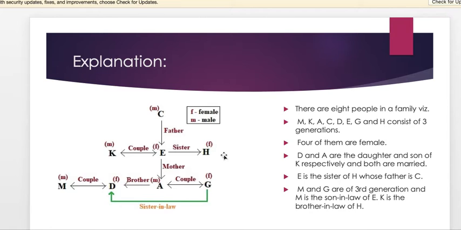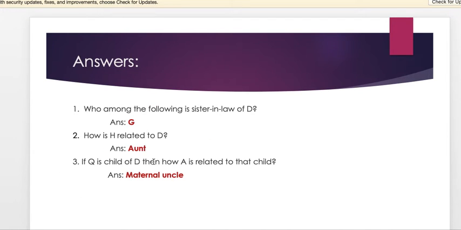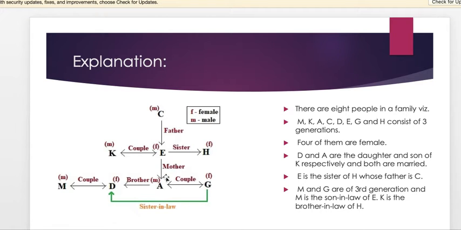Do you understand? Okay, now we'll go to the answers. Who among the following is the sister-in-law of D? The answer is G. D is here, and D's sister-in-law is G. Sister-in-law means brother's wife.